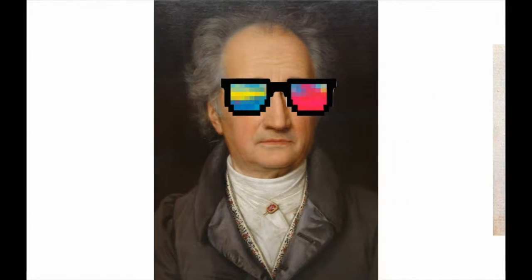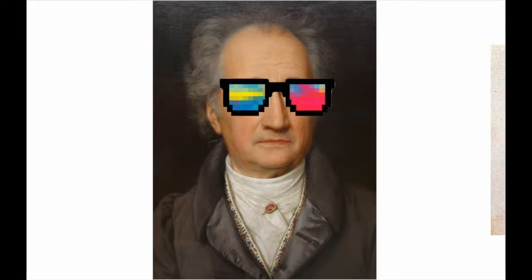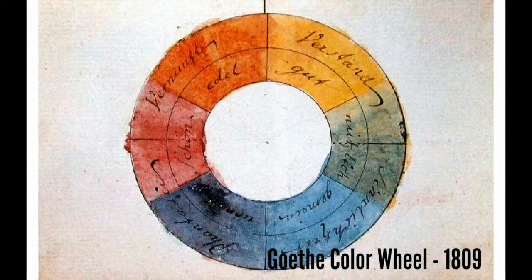Now we're going to jump forward some time and look at Goethe, who introduced us to his symmetrical color wheel. This was based off his theory of colors. He wanted the color wheel to represent the complementary colors directly across from each other. Where Newton was offering us a more scientific-based color wheel around the visible spectrum, Goethe tried to explain more the phenomena and feeling of color.